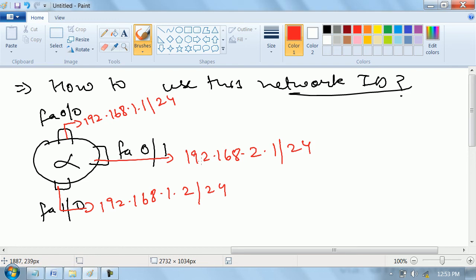This thing is clear. That's why you always assign IP addresses of different networks on all the interfaces of a router. This thing is clear. So here, the IP address will be.